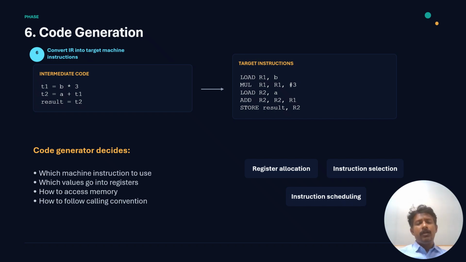Registers are very fast, but they are limited. So the compiler must use them carefully. This is called register allocation. The code generator also considers the target processor. Different processors may have different instructions. So the final code is target machine dependent. In simple words, code generation converts the improved intermediate code into code that the machine can execute.